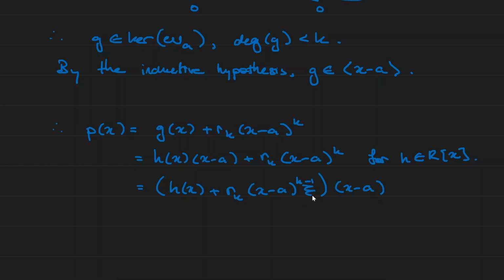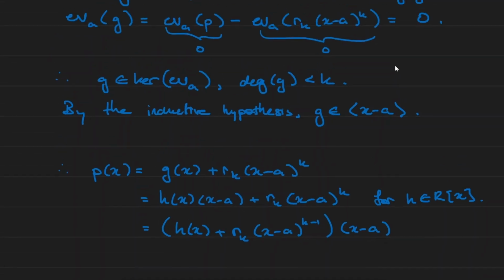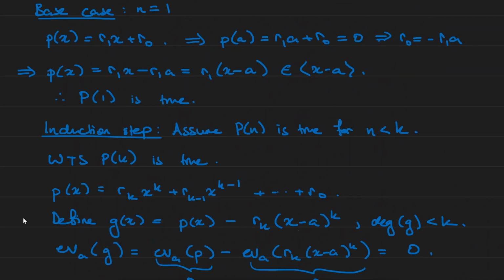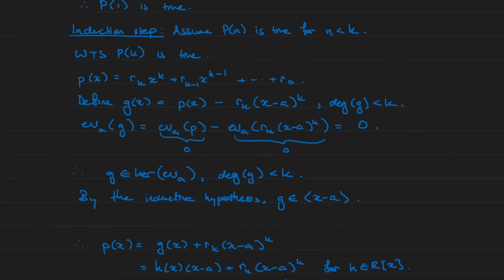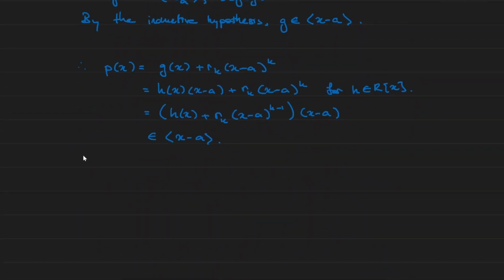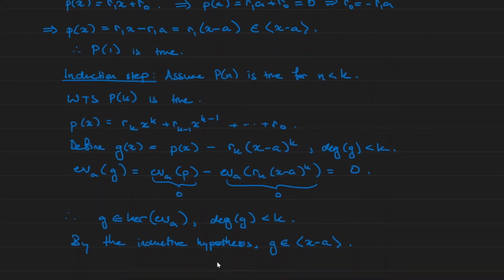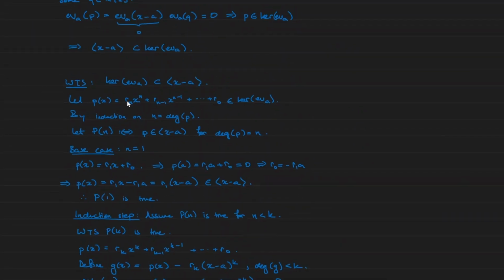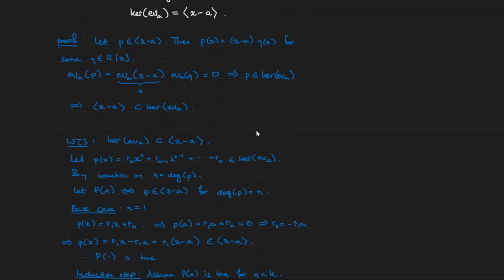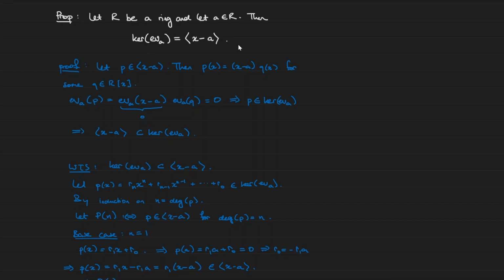And notice that we can have k minus 1 because we assumed that k was greater than 1, since we already took care of the base case. We're not going to get a negative exponent here. So therefore, we've shown that this p of x lies inside of the ideal generated by x minus a. And p of x was a degree k polynomial, and since p of k is true, by induction, we know that p of n is true for all n. And because it's true for all n, which was the degree of p to begin with, every polynomial that was inside of that kernel is also inside of the principal ideal generated by x minus a. And that completes the proof for this equality of sets.